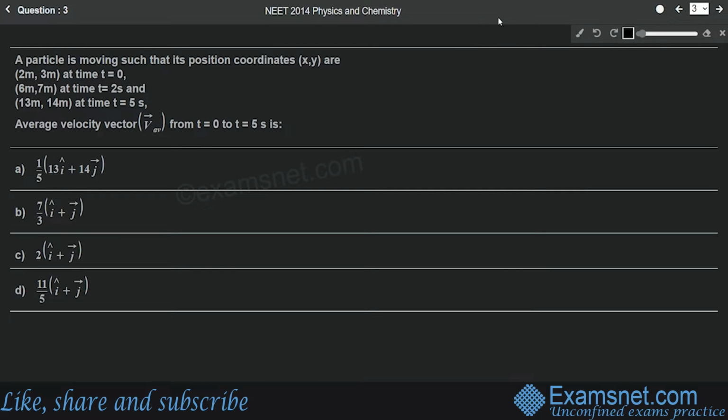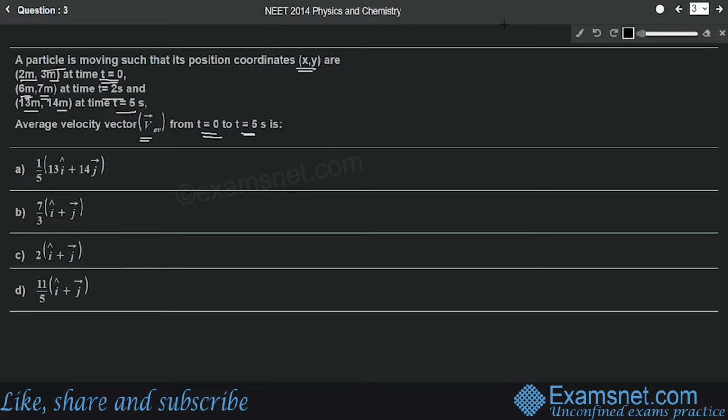Question number 3 is again from the chapter Motion in a Plane, and the question is, a particle is moving such that its position coordinates x and y are 2 meter, 3 meter at time t equals 0, 6 meter, 7 meter at time t equals 2 seconds, and 13 meter, 14 meter at time t equals 5 seconds. The average velocity vector V average from t equals 0 to t equals 5 second is.